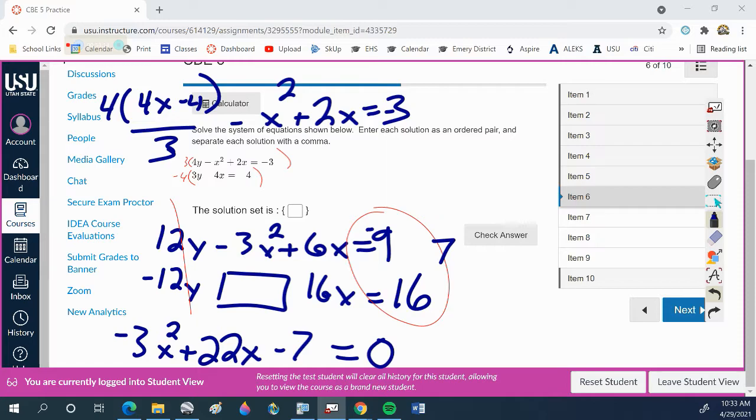I don't like the negative, and I don't like the 3. Can I get rid of the 3? No, it doesn't divide out. So I'm just going to change the signs.